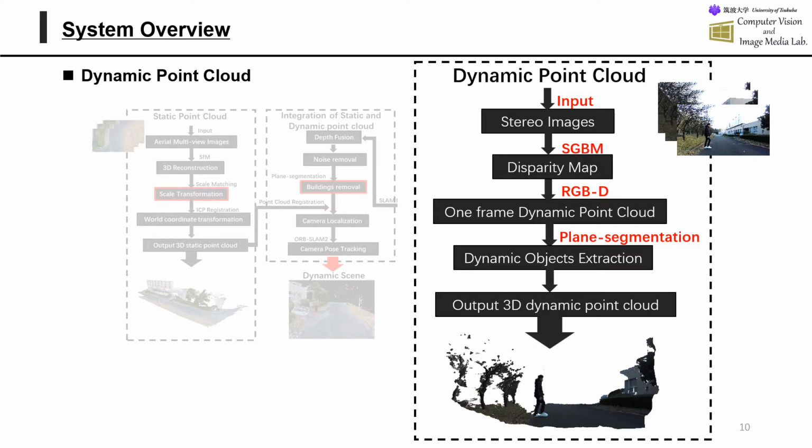The dynamic point cloud is generated by stereo images from a binocular camera. The SGBM method is utilized to calculate the disparity map of the left image. Then, we match the depth information into the RGB data pixel by pixel to get a 3D dense point cloud in one frame. Then, make the visual augmentation and segment the ground. We can get the dynamic moving objects.